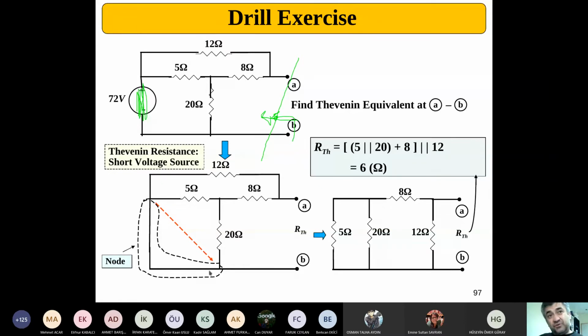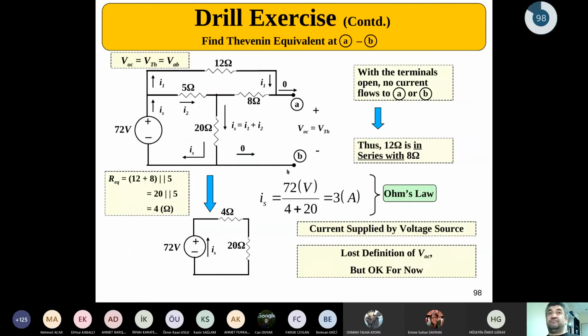When you just short circuit that portion, you see that this 12 ohm will be directly connected to the terminal B this time. So I can just take that and just put it in here and calculate the resistance value. These two resistances are in series, in parallel. The combination of them will be in series with the 8, and the whole combination will be in parallel with 12 ohm resistance. If you do the calculations, you'll end up with 6 ohms. That is the equivalent Thevenin resistance for the circuitry.